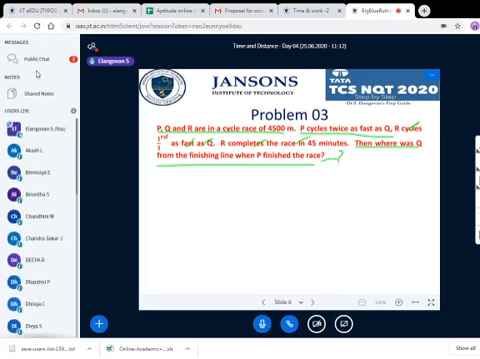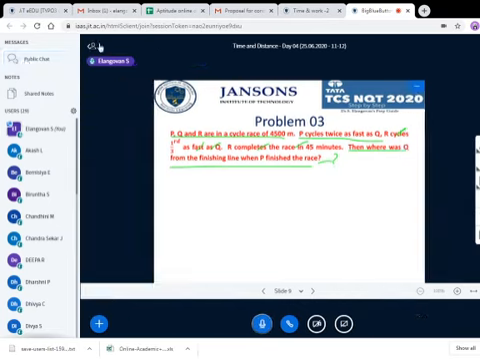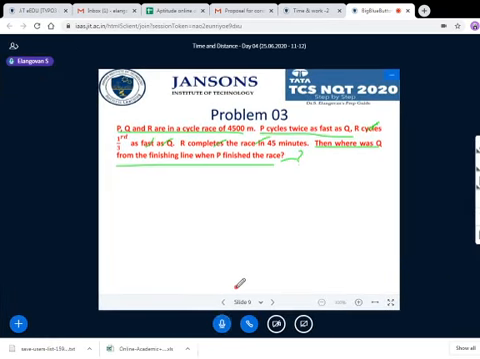Somebody has answered in chat: 2,250 meters behind. Yeah, that's right. So it is basic common sense. So simple. P cycles twice as fast as Q. What I am saying is, the speed of P is equal to twice the speed of Q. Means in the same time he will cover double the distance as Q. Double the distance will be covered by P than Q.